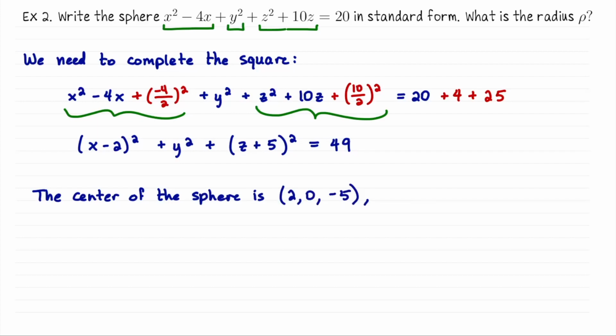And the radius of the sphere is the square root of 49, so it's 7. So I went through completing the square here kind of quickly. I didn't explain the general methodology for how to complete the square. We're going to have one more example of completing the square in this lecture. But if this is unfamiliar to you, if you haven't done this in a while, you may want to review this on your own.